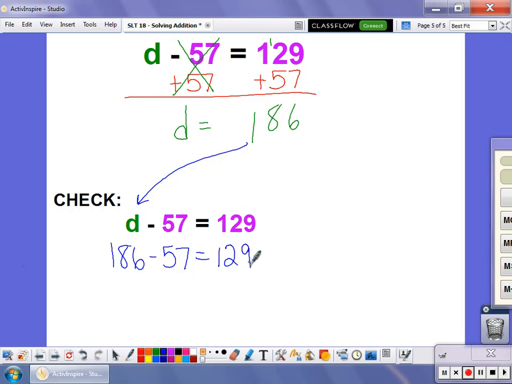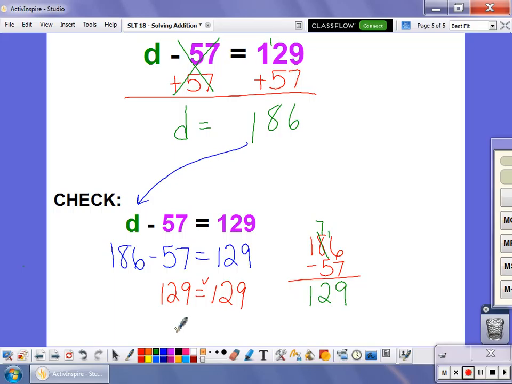Now, one thing that a lot of kids will do is they'll go, oh yeah, it checks, I know it does. And they just write 129 equals 129. It's really important that you use this to double check and make sure that you're really doing the problems correctly. You can use a calculator or you can subtract, but it doesn't do you any good if you just write an answer that you think you should get. Because if you do that, you might actually be wrong. You might have made a careless mistake, and the check will help you catch it. In this case, 186 minus 57 is 129, so we did check.